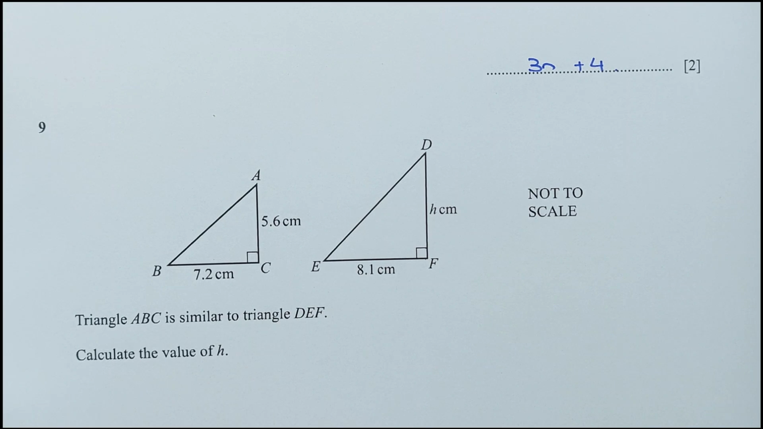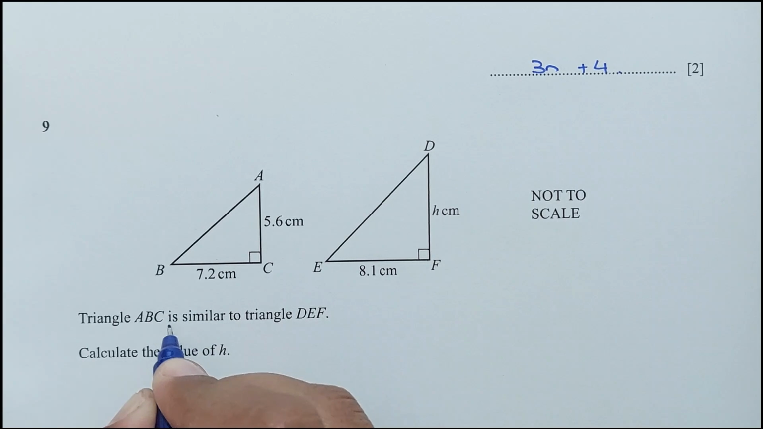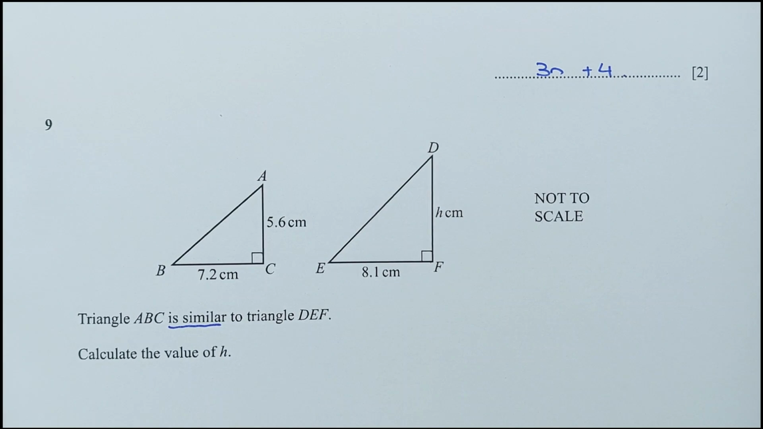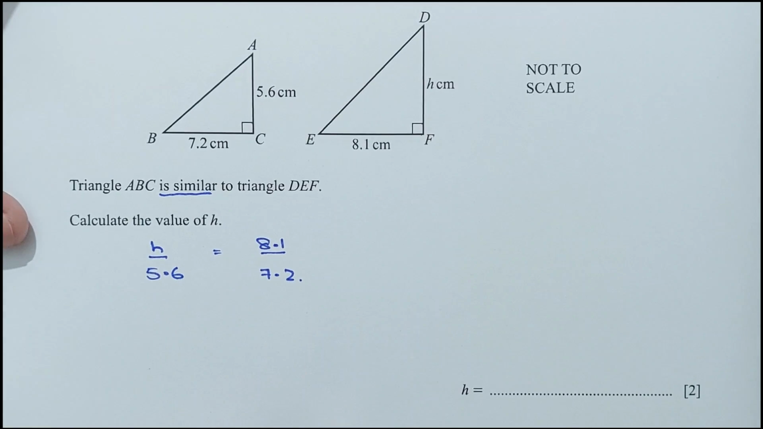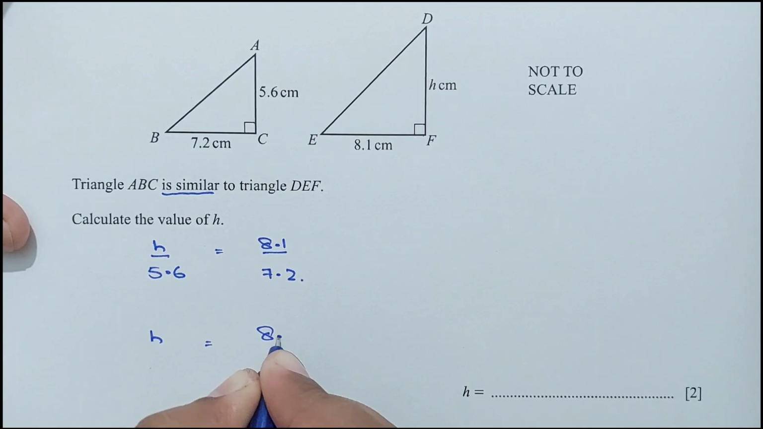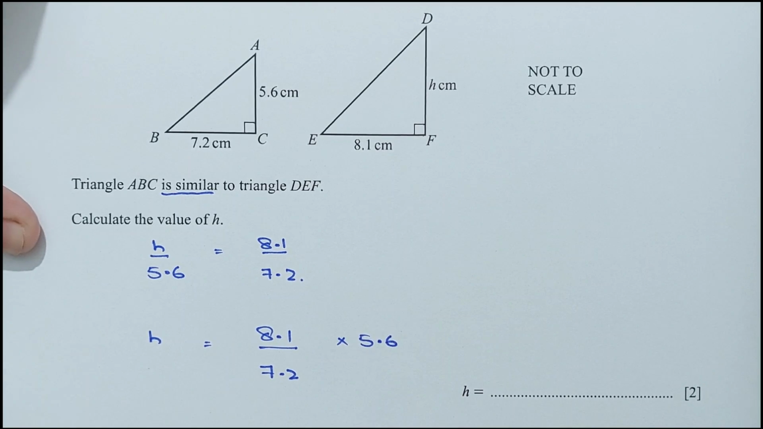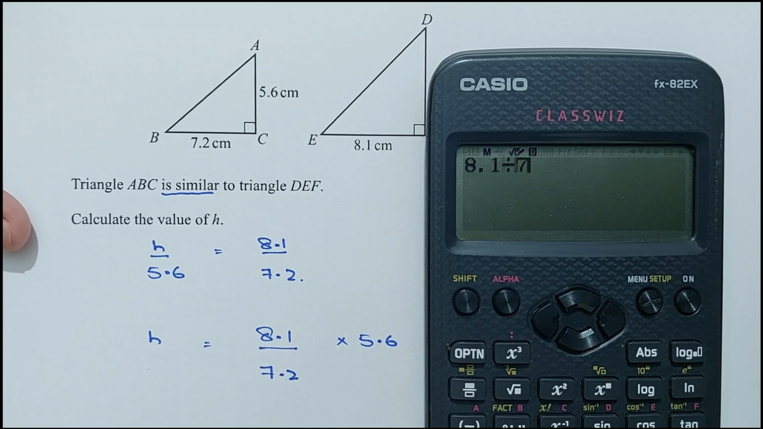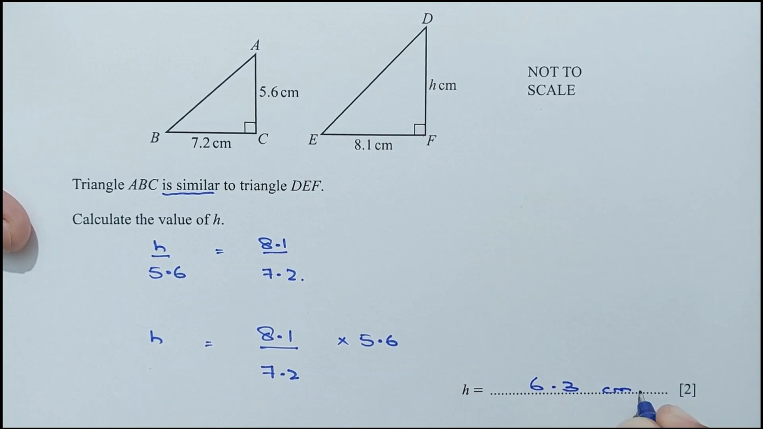Question number 9, triangle ABC is similar to triangle DEF. Calculate the value of H. Since they are similar, we know that the ratios of their corresponding sides are equal. So the ratio of side H to side 5.6 should equal 8.1 over 7.2. Let me solve for H, which is 8.1 over 7.2 times 5.6. 8.1 divided by 7.2 times 5.6 is 6.3 centimeters, which is the value of H.